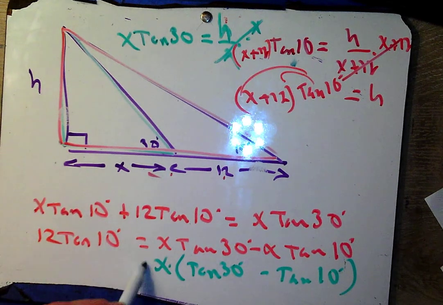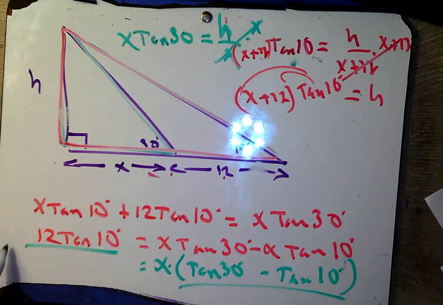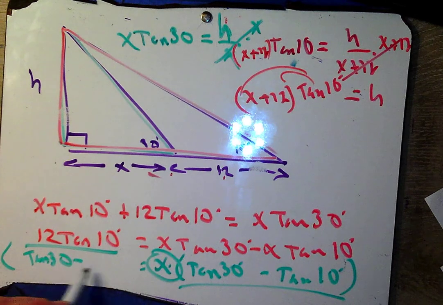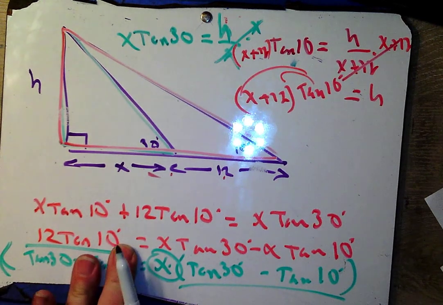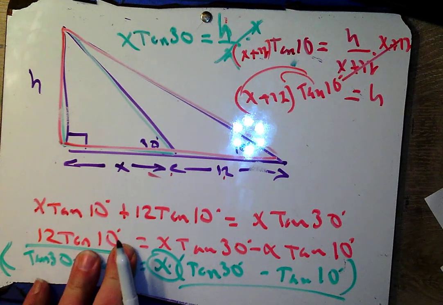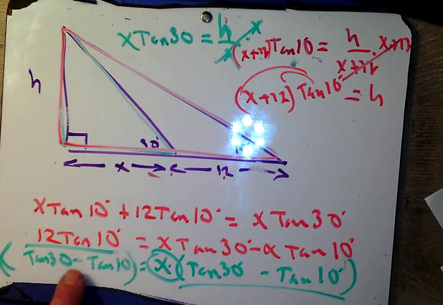So if I divide both sides by this stuff, I'm going to get what x is. Tan 30 minus tan 10. Please be careful with your parentheses. Everything in the denominator has to be in parentheses. If you don't, then the calculator thinks you're dividing 12 tan 10 by tan 30, and then when you're done with that division, you're subtracting tan 10. You've got to have these parentheses. And since tangent opens a parenthesis, you actually need to have two here. Good. In fact, don't forget to close that one as well.